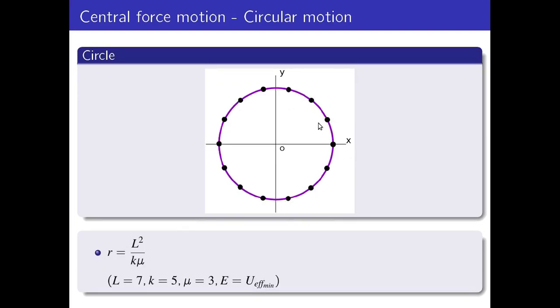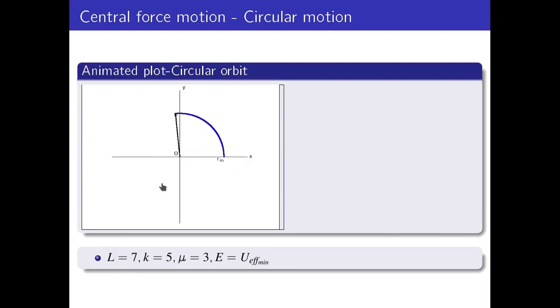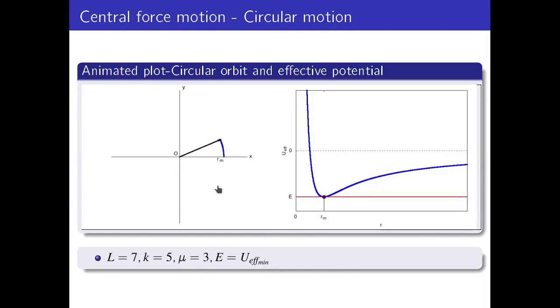And for this graph, the violet curve is drawn by considering these values and calculating R value. And black dots show the results of the numerical solution of these two coupled differential equations. Here we see an animated plot of the numerical solution. As it is seen, the rotation direction is chosen as the counterclockwise direction, and this orbit is circular.